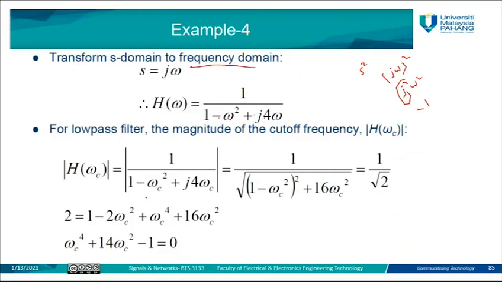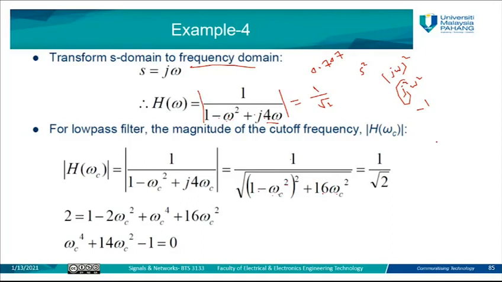After that, we need to make the magnitude of this transfer function equivalent to the magnitude when omega equals omega c, which is 1 over square root of 2, or 0.707. The magnitude of the numerator is 1, the same. The magnitude of the denominator is equivalent to the square root of the sum of the squares of the imaginary part and the real part. The real part is 1 minus omega c square, and the imaginary part is 4 omega c. So squared, the imaginary part is 16 omega c square, and the real part is (1 minus omega c square) all squared.